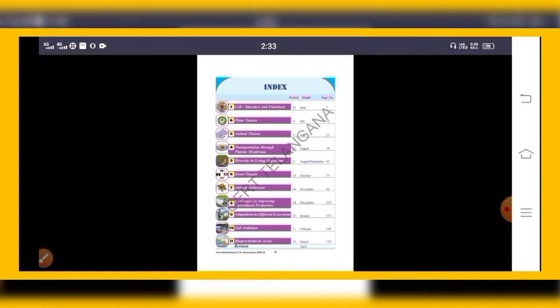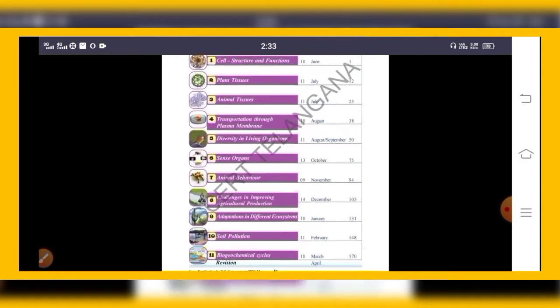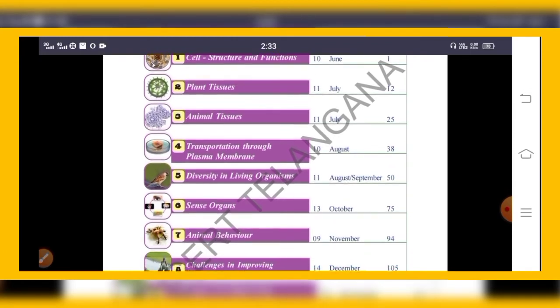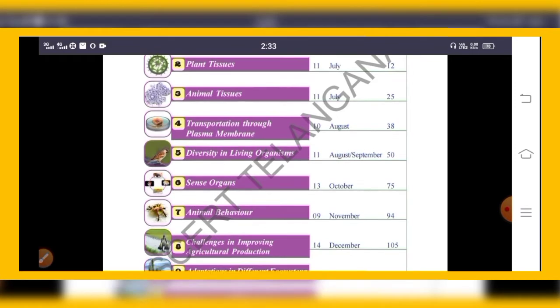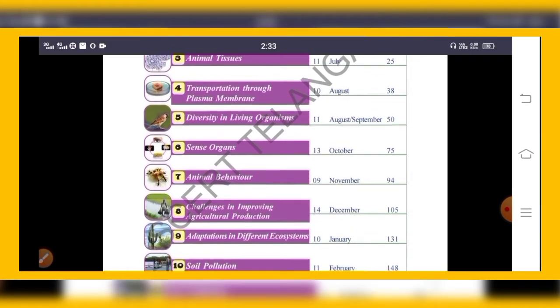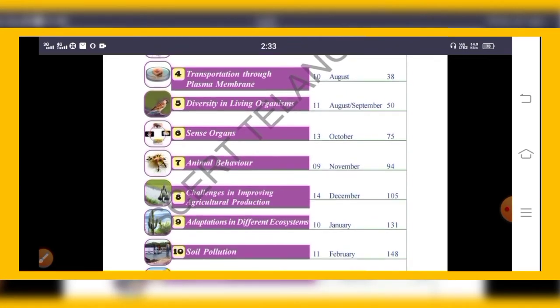So the ninth class biology generally contains 11 chapters. The first one is cell structure and function. The second chapter, plant tissues. Third chapter, animal tissues. Fourth chapter, transportation through plasma membrane. Fifth chapter, diversity in living organisms.